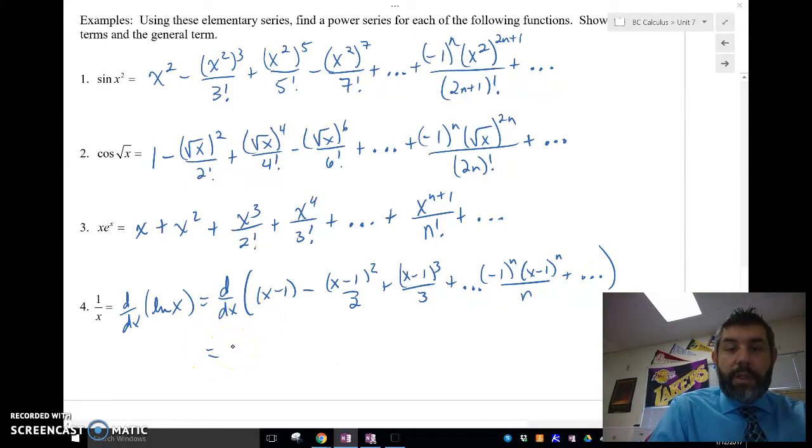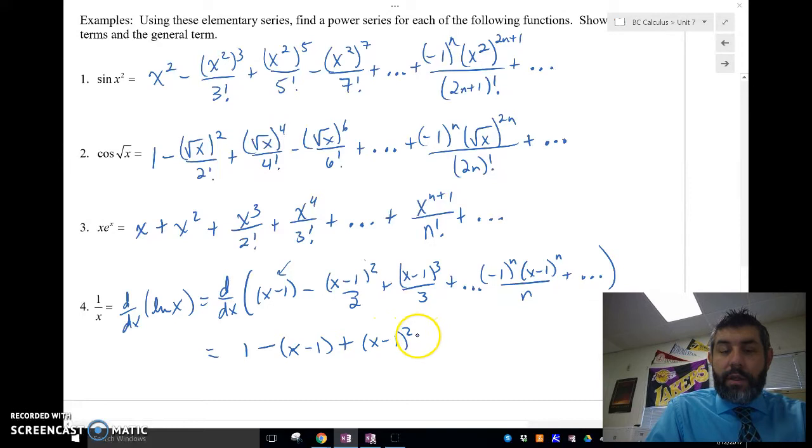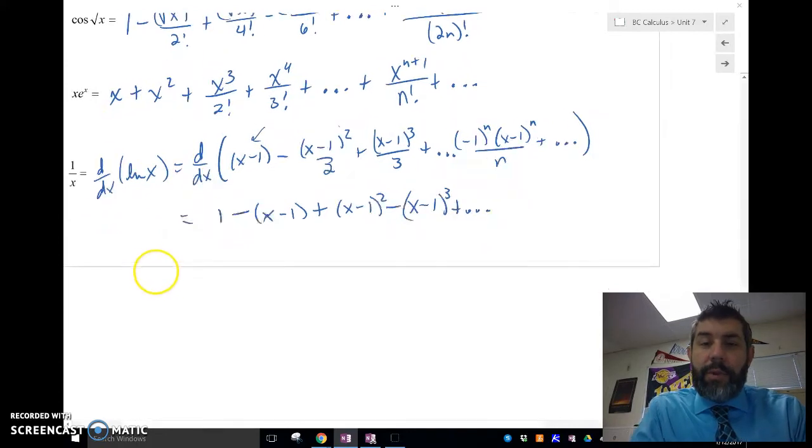So the derivative of this whole thing right here is going to be 1. The derivative of this is going to be 2 times (x minus 1) all over 2. That's 2 and the 2. If I put this 2 down here, the 2 and the 2 cancel out. So I'm going to have minus (x minus 1). Plus the 3 is going to cancel out with the 3, leaving me with (x minus 1) squared. If I did it again, I'd have a 4 canceling out with a 4, which would give me (x minus 1) cubed. All right, so what's that going to look like as I put it all together?